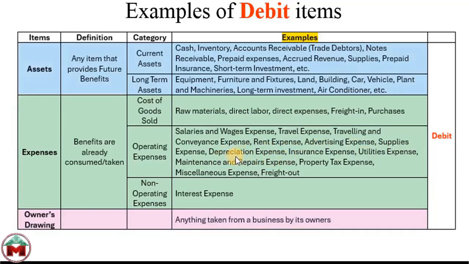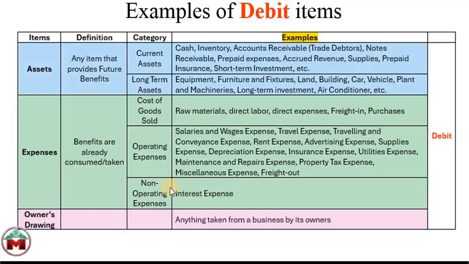Whenever the value of an asset decreases due to use or any other reason, this is known as depreciation. This is one kind of expense. Insurance expense, utilities expense, maintenance and repairs expense, property tax expense, miscellaneous expense, freight out. So these are some examples of operating expense. Normally administrative, selling, marketing, distributions. These four categories of expense are known as operating expense. So whatever is an expense is debit. This is the example of non-operating expense, interest expense.